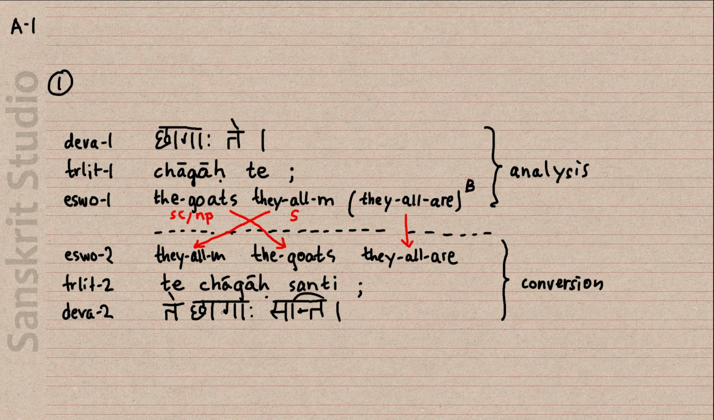And maybe we can beautify this a little bit also to make it more vertical and, well, a little better. Okay, so now the conversion is done. Te chagaha santi. Good. Now let's take exercise number 2.